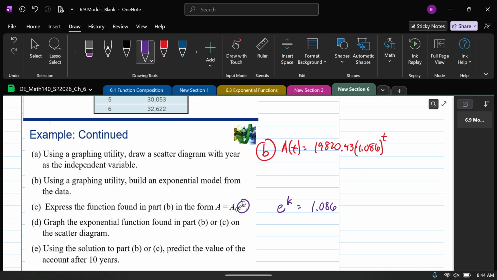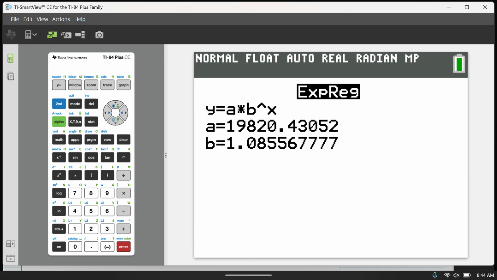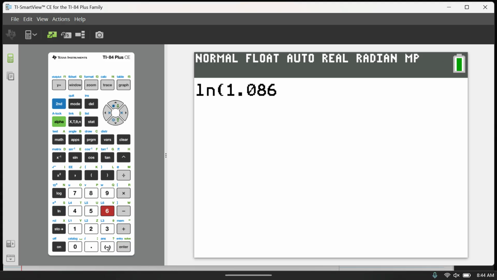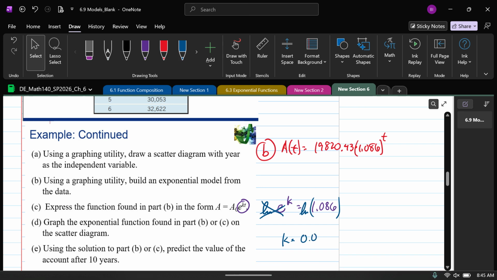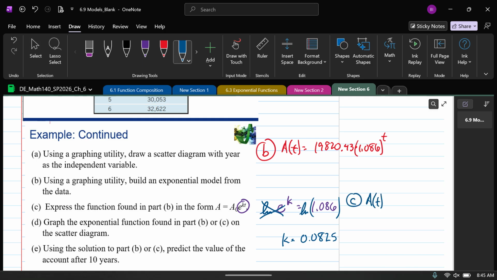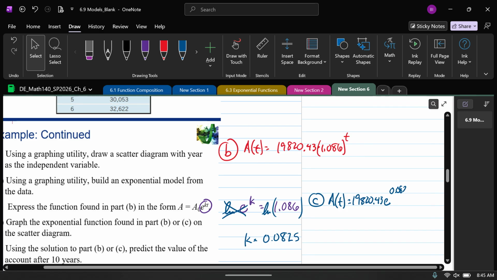How do I solve that for k? Yeah, take the natural log of both sides. So the e cancels out, and then k is equal to whatever the natural log of that is. So I'm going to find the natural log of 1.086, and I'm going to go 3 sig figs here. So that's 0.0825. Okay. So on C part, my equation is going to be 19,820.43 e to the 0.0825 t.